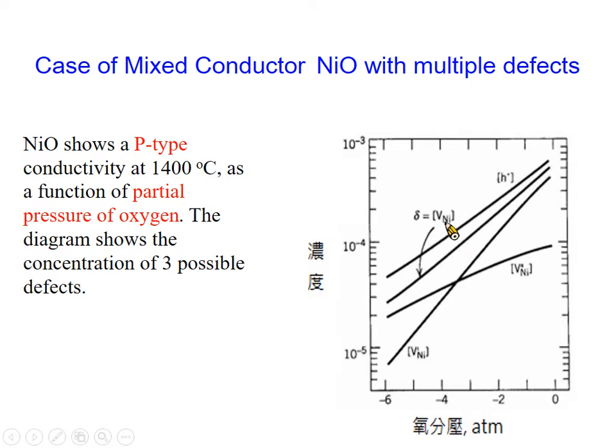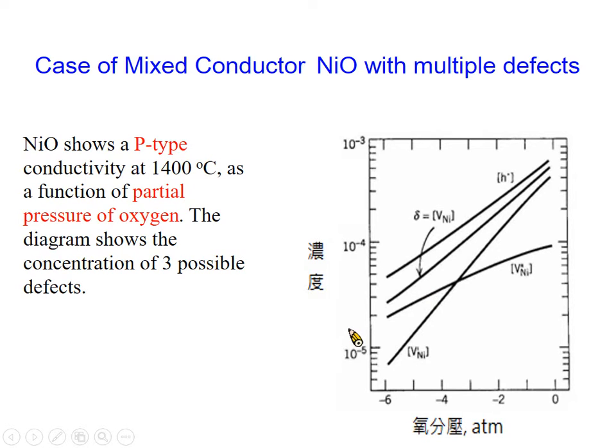What types of defects can we have? In the nickel oxide case, we will have a nickel vacancy without charge, or with one charge, or with two charges. The conductivity at 1400 is shown as a function of the oxygen partial pressure, just like here. The diagram shows the concentration of four possible defects.